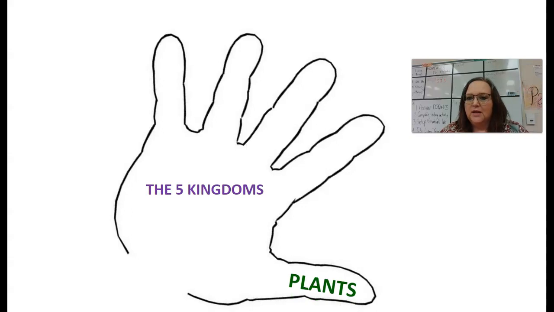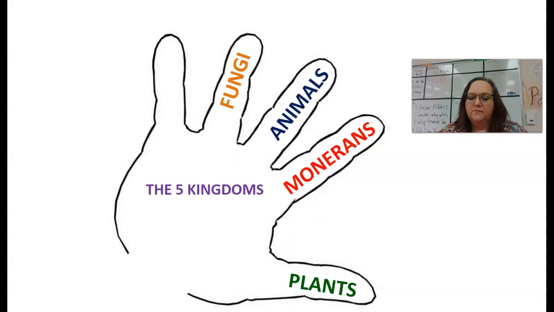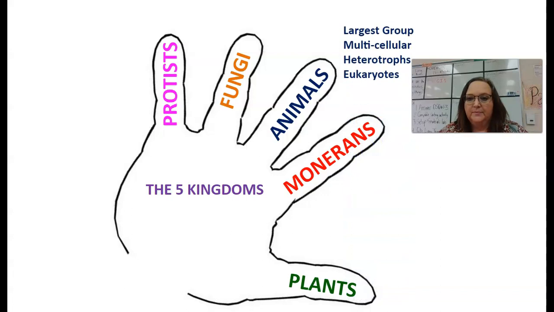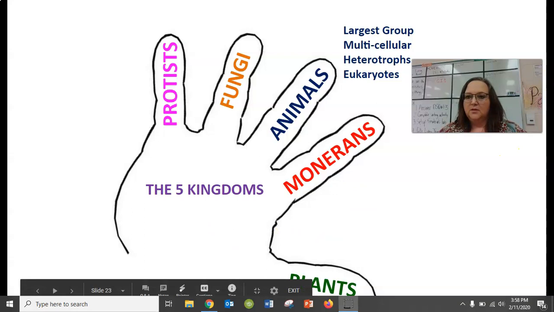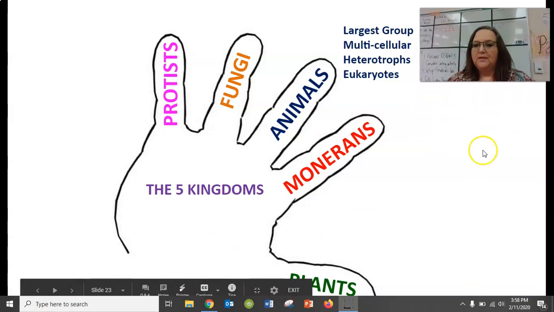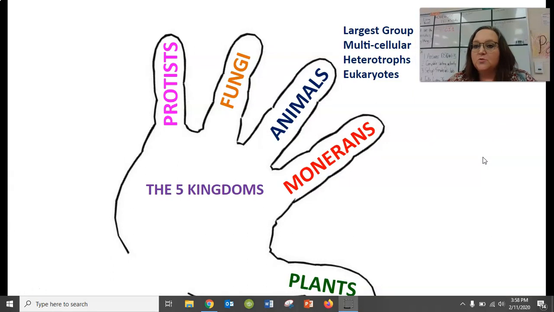On each of the fingers, I need you to write the names of these kingdoms. So on the thumb, you're going to write plants. On your first finger, you'll write monerans, animals, fungi, and protists. You're going to write the characteristics for these around the outside. So on animals, you're going to write that it's the largest group, that they're multicellular, they're heterotrophs, and they're eukaryotes. I know those vocabulary words we haven't talked about yet, but we will next time I see you. So for now, just write them down.